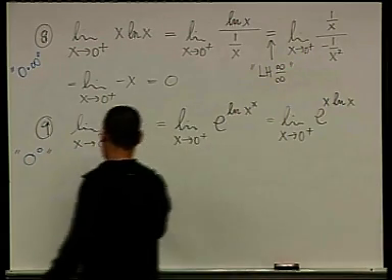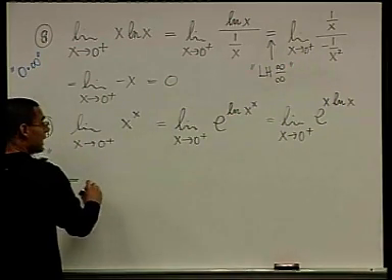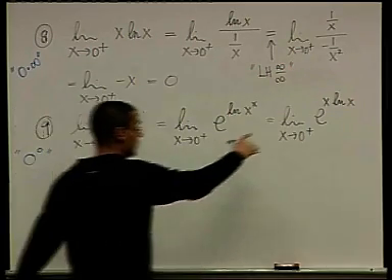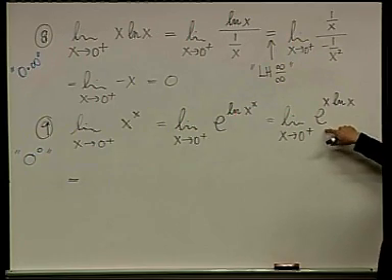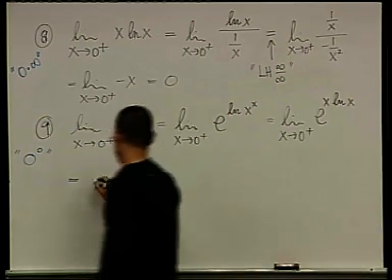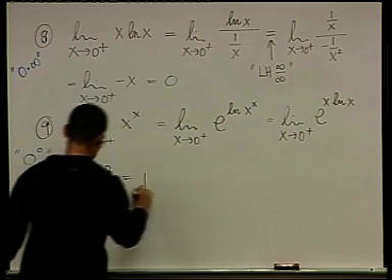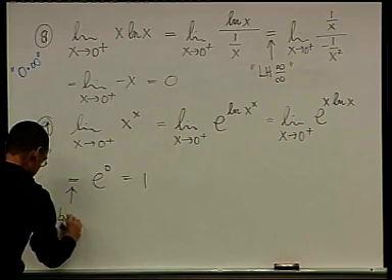So what do I get? I get, so this goes to 0. So here the limit is e to the power 0, which is 1. So this is by 8.